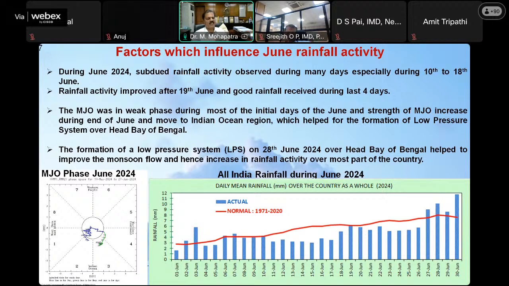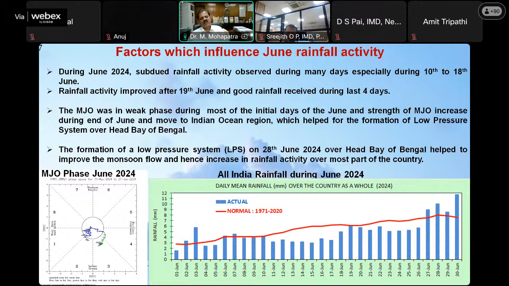So I am summarizing that the deficient rainfall, or the below normal rainfall, during the month of June can be attributed to 3 important factors. One is the sluggish advance of the monsoon circulation over the northern and central part, and the northern and eastern part of the country.